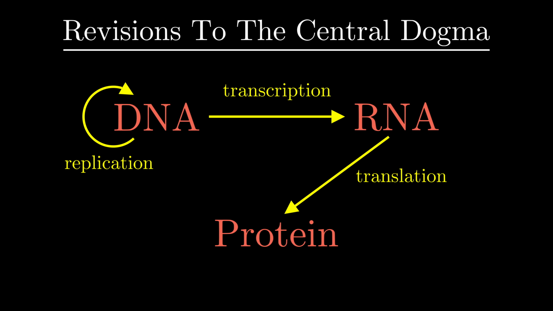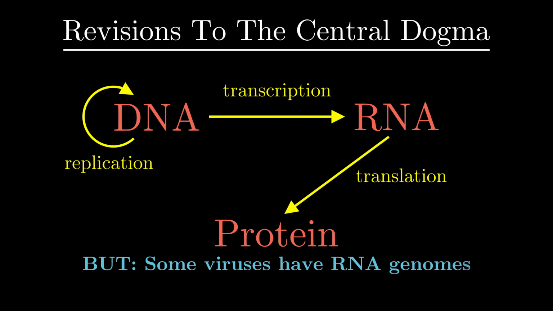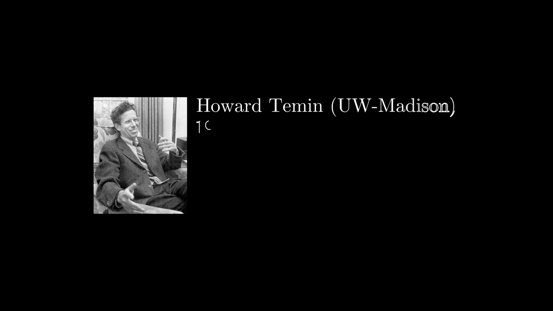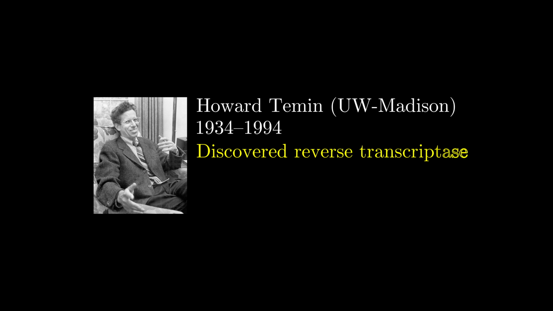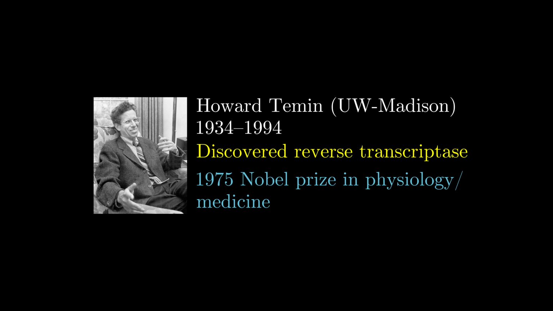But I said before that dogma was not the right word for this concept because it had to be revised a few times based on new evidence. One of the pieces of evidence that really challenged the original central dogma concept is that some viruses have RNA genomes. You can see how proteins could be made from these genomes, but how does the viral genome get replicated? Well, this problem was solved by Howard Temin, a professor at UW-Madison, who discovered an enzyme that could replicate a viral RNA genome. He called it reverse transcriptase, for which he won a Nobel Prize in 1975.